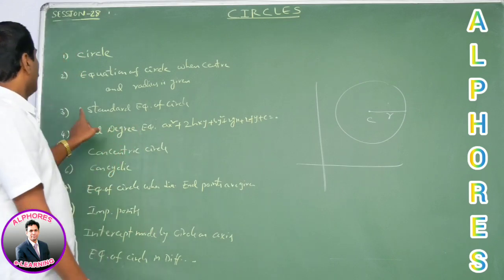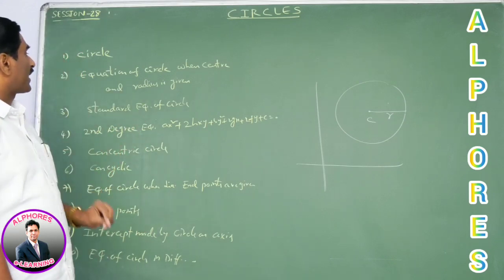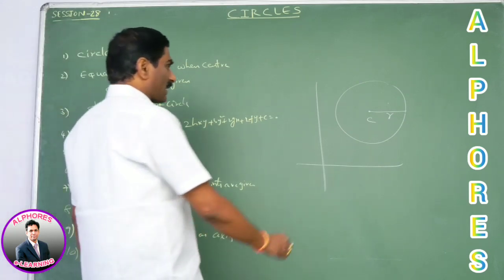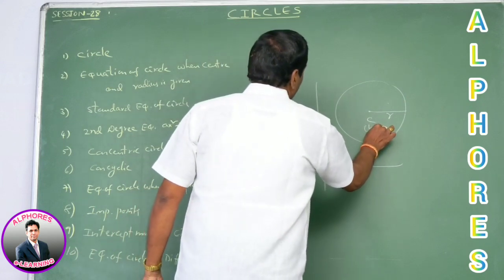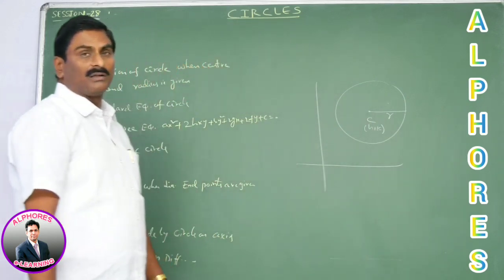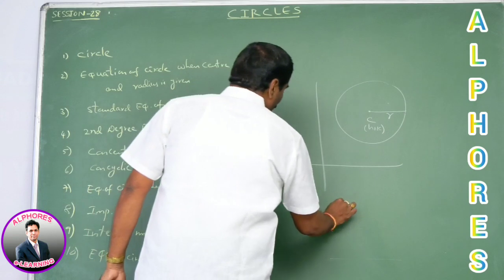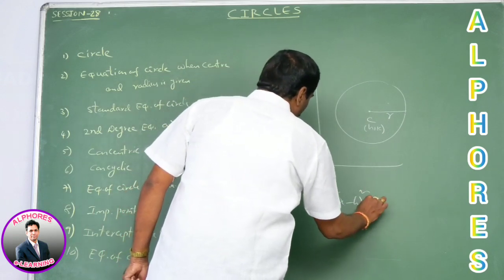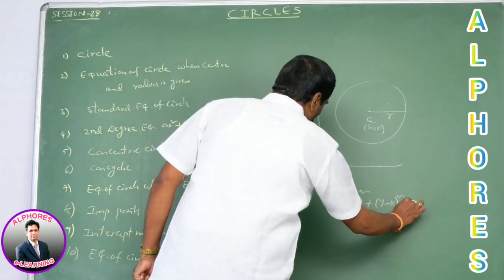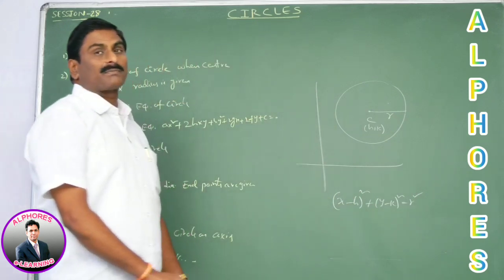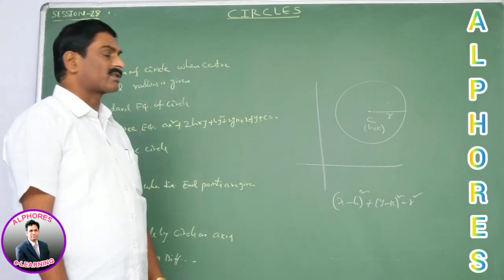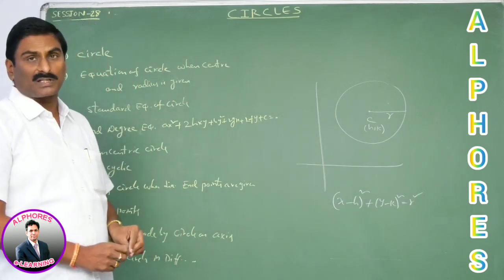Next, equation of the circle when center and radius are given. Suppose the center of the circle is h comma k and radius of the circle is r, then the equation of the circle is x minus h whole square plus y minus k whole square is equal to r square. It is the equation of the circle.